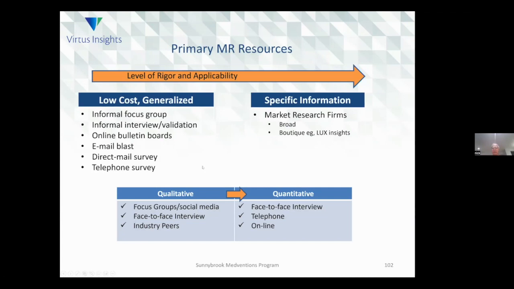And typically, primary market research flows from qualitative to quantitative. And that's something that you should keep in mind.